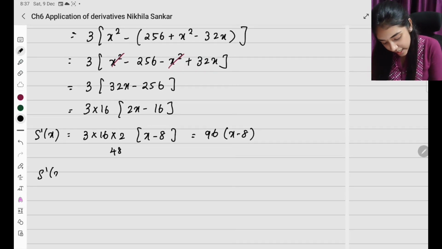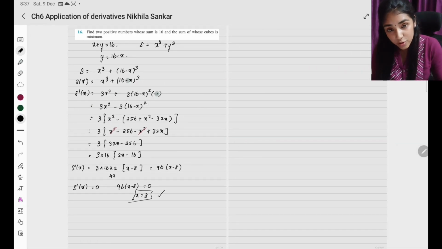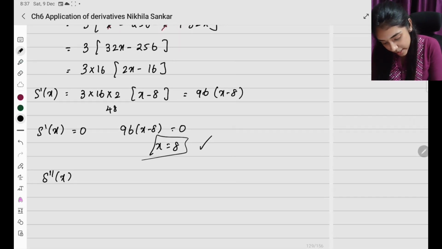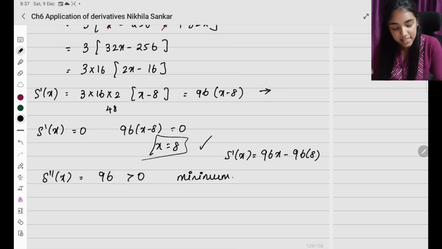So from here, when I equate S dash of x to 0, 96 times x minus 8 is going to be 0, which means x equals 8. Okay, so this is my critical point. But I have to check if this is going to be minimum. To check for minimum, I have to find my second derivative. So S double dash of x I need to find out. S dash of x is going to be this. So first I'll write that. S dash of x is going to be 96x minus 96 into 8. When I double differentiate, it is going to be 96, which is greater than 0. Hence, it is minimum. Since the second derivative is greater than 0, it is going to be minimum.